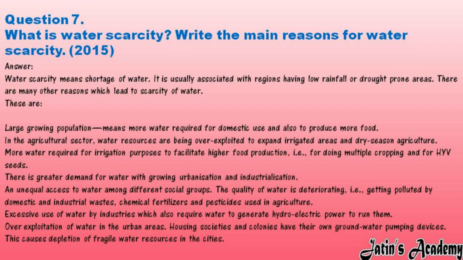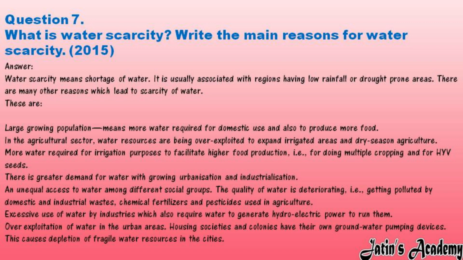These are: large growing population means more water required for domestic use and also to produce more food. In the agricultural sector, water resources are being overexploited to expand irrigated areas and dry season agriculture. More water required for irrigation purposes to facilitate higher food production, i.e., for doing multiple cropping and for HYV seeds. There is greater demand for water with growing urbanization and industrialization.